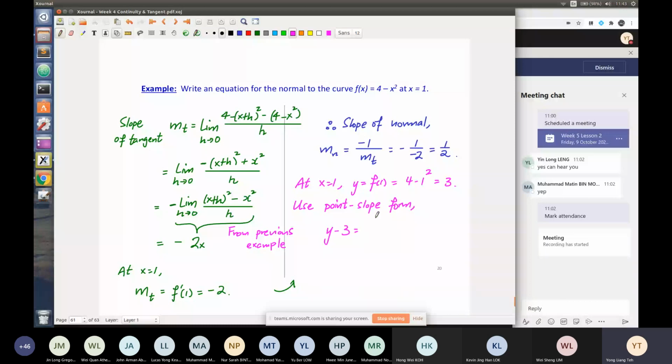Sorry, let me just write one more step. So y minus y1 equals mn times (x minus x1). This is the point slope form of the equation. So y minus 3 is equivalent to half (x minus 1). Therefore I can write it as y equals half x, minus half plus 3, so therefore it will be plus 5 over 2. So this is the equation of the normal.